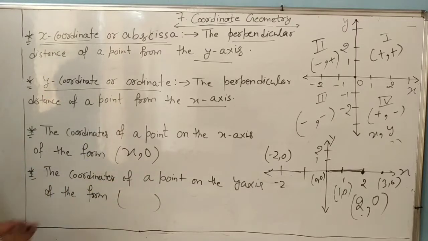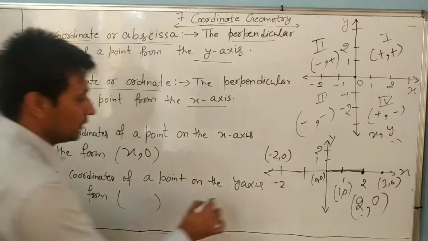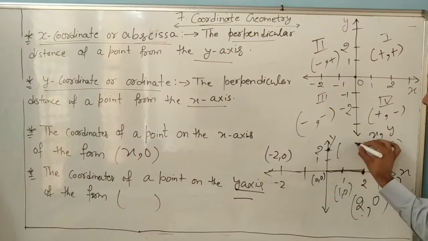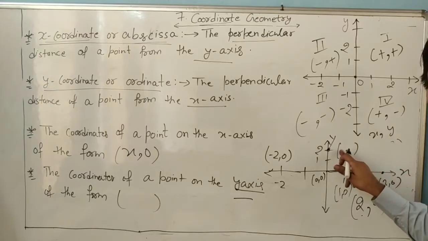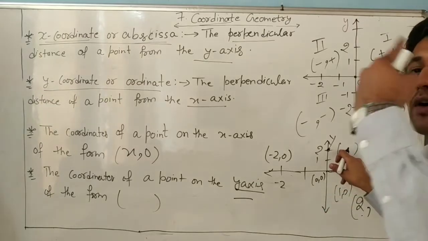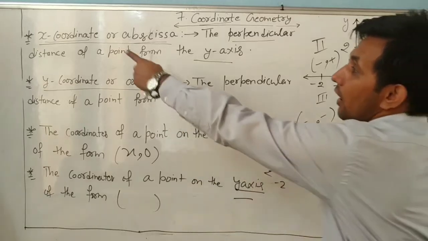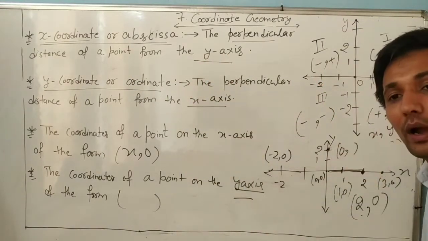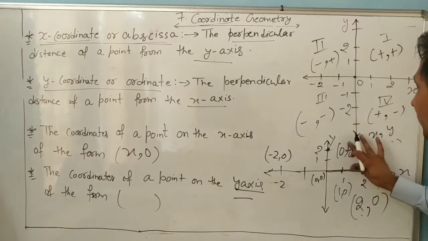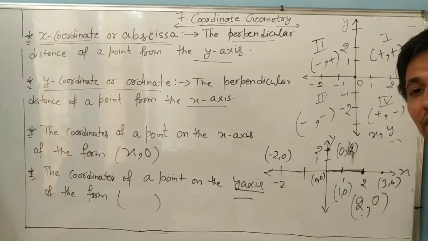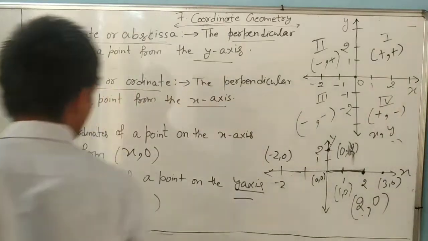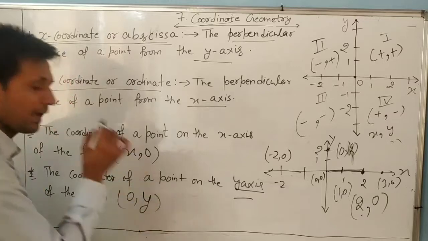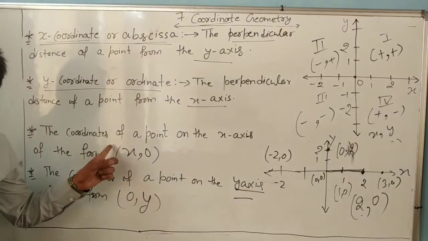Next is the coordinates of a point on the y-axis. Now this is the y-axis. How will you find them? First we will find the x coordinate. How far is it from the y-axis? This point is already on y, so it is 0 and there is some y. And how much is y? y is 2. So 0, 2. So the coordinates of a point on the y-axis are always 0 and y.